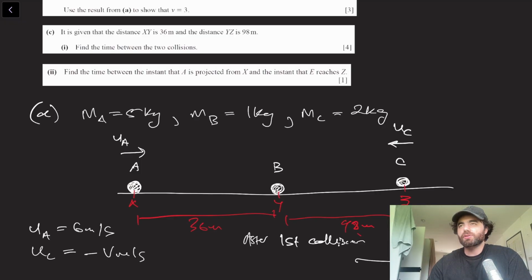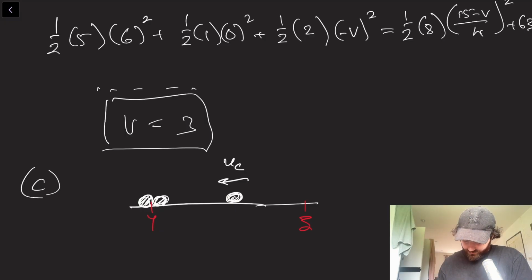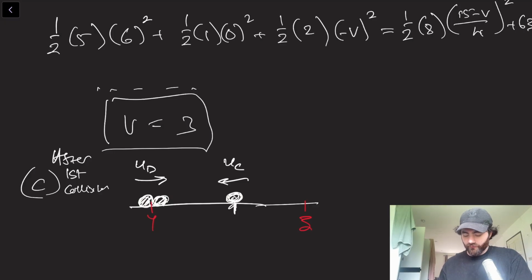After the first collision, when A hits B, that's the first collision, and then the second collision is when C hits that new coalesced particle, D. So we want to find, when these two things hit each other, this will be at Y, and Z is like here, but C is moving at U of C and D is moving at U of D. After the first collision, we want to know where C is, because if we know that, we can find the time it takes for them to hit. So how do we do that?